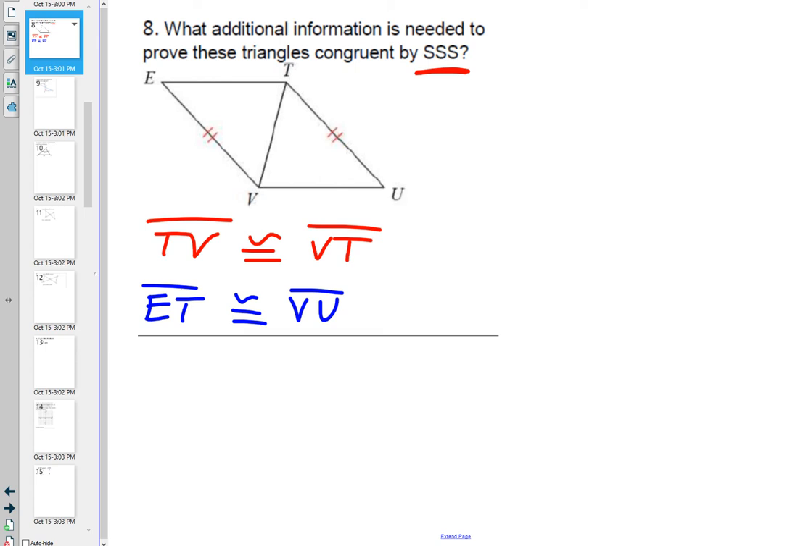Can it be VU or should it be VU? Doesn't really matter. That's because you're saying that E corresponds to U. It doesn't matter. They're both because they're congruent. So if they're the same, it doesn't matter what order you put in. You're fine. Better off that way.